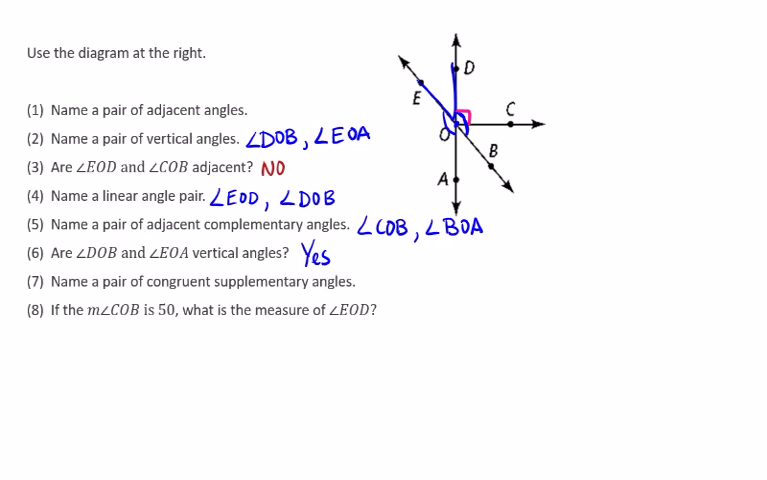All right, and then number 7, name a pair of congruent supplementary angles. Okay, so congruent supplementary angles. So for them to be supplementary, add up to 180 and be congruent, that means they each have to be 90 degrees, right? We saw an image of that earlier, so they both have to be right angles. And so we saw those two before, so angle DOC and angle COA, right?